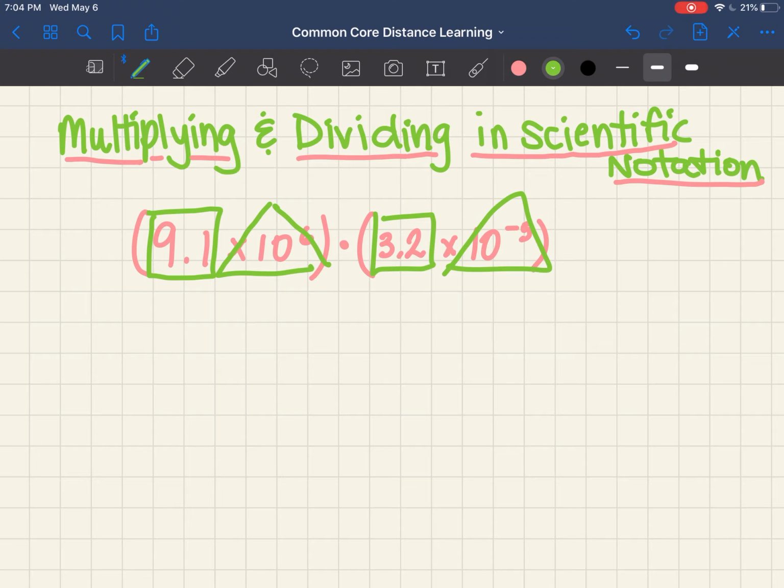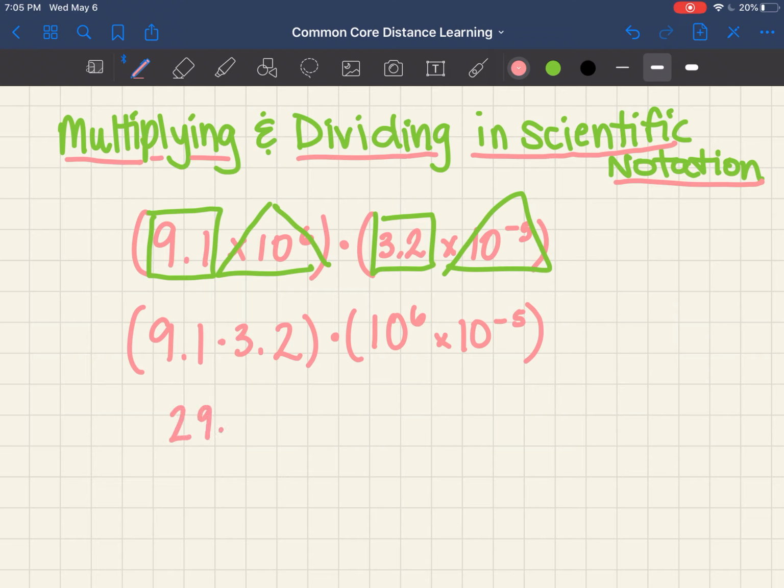So what I'm going to do first is rewrite my equation. I have 9.1 times 3.2 times 10 to the 6th power times 10 to the negative 5th power. We see right here that 9.1 times 3.2, we're just going to evaluate like normal. So we'd have 29.12, times, and then right here we have 10 to the 6th power times 10 to the negative 5th power.